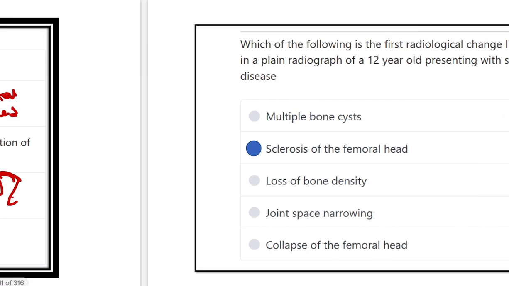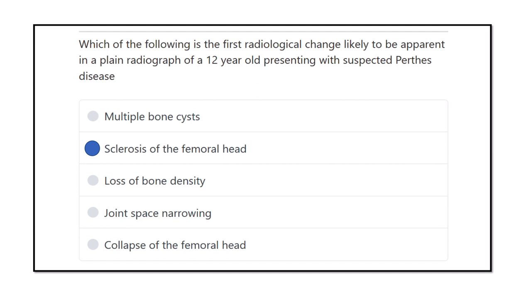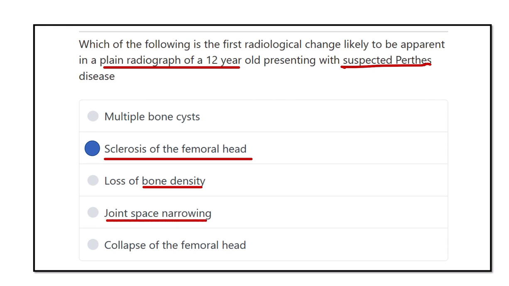So what is the most important radiological finding? In a 12-year-old with suspected Perthes disease, there will be sclerosis of the femoral head. Other options here, such as multiple bone cyst, are usually not true. Loss of bone density is actually loss of bone integrity, not density. Joint space narrowing, no. Collapse of the femoral head is also not true because there is no collapse. Collapse occurs when there is osteoporosis. Here this is avascular necrosis, not collapse.